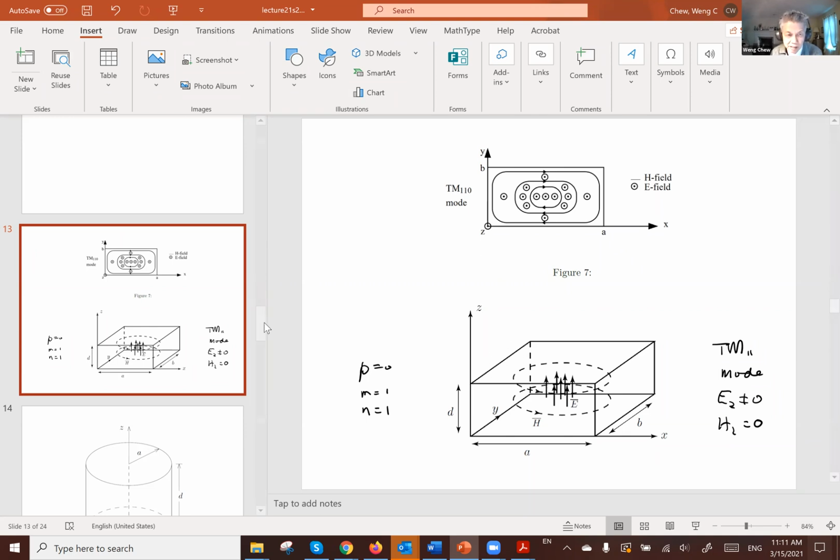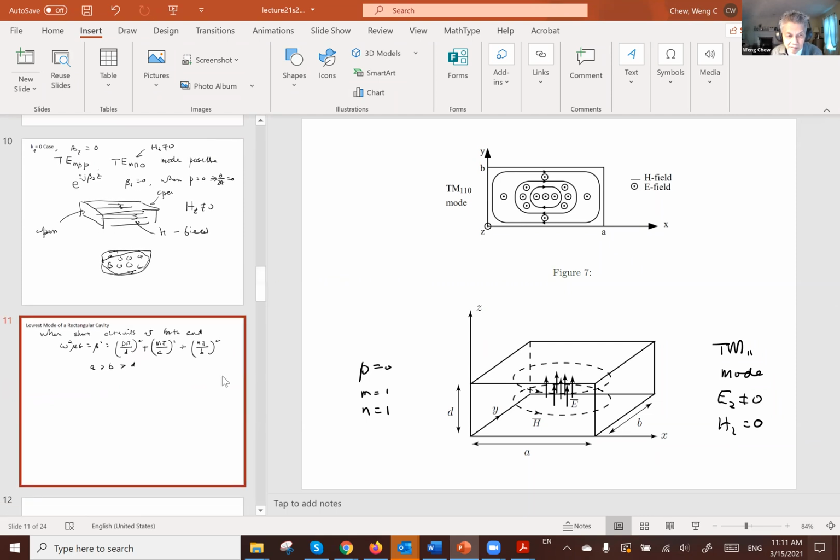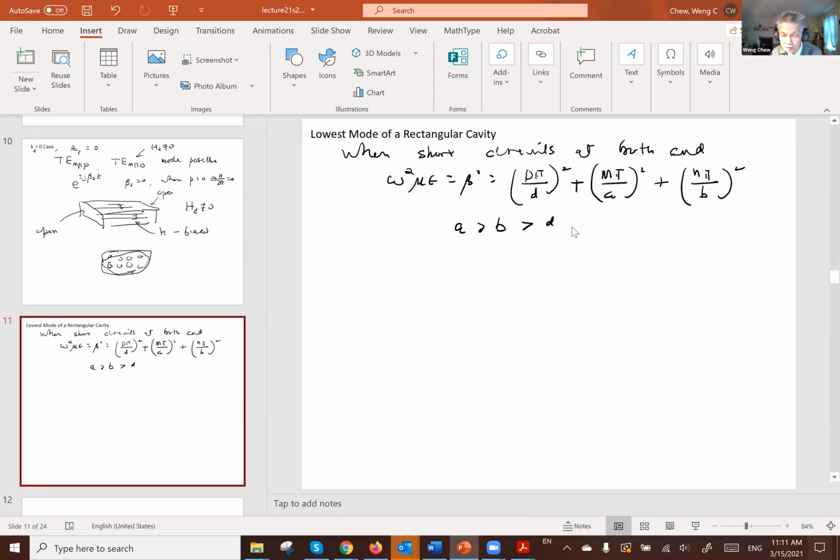And you can convince yourself that if you were to look at this resonant frequency, and if D is the smallest of the 3 numbers, you would like to make P equal to 0. Okay, if D is the smallest, because then this factor pi over D becomes the largest number. And to find the lowest resonant frequency, you would like to pick P equal to 0. And then the other modes that are possible are the TM modes and the 110 mode.